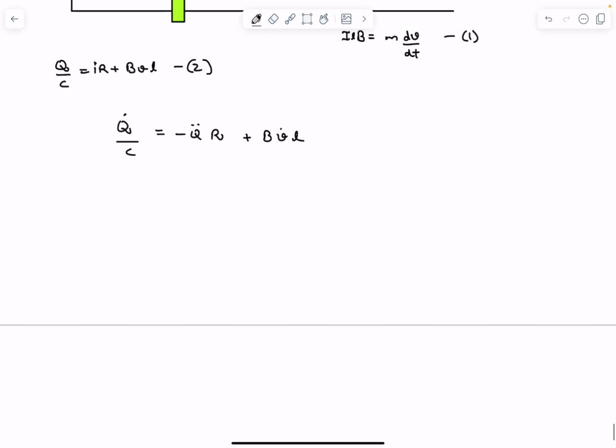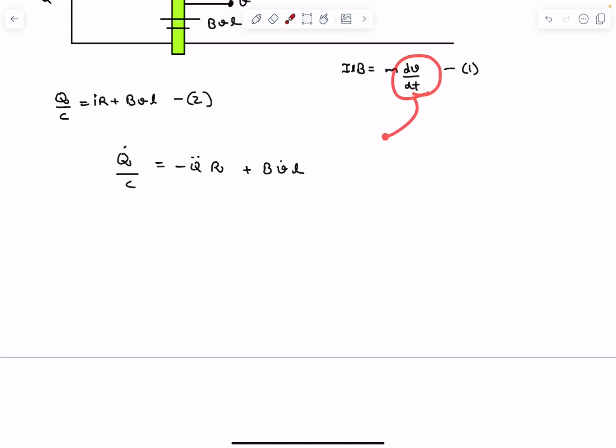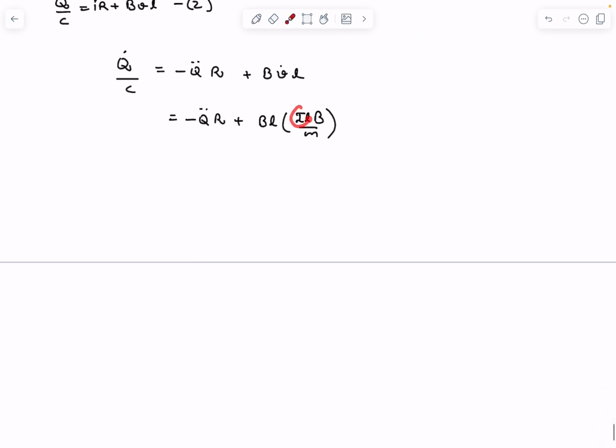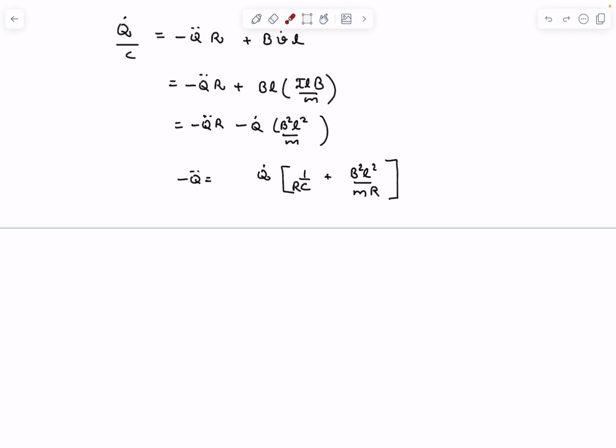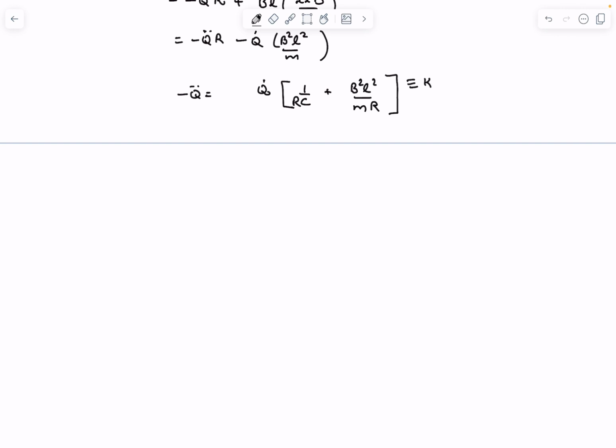So now I'm going to substitute the value of dv by dt and put it over here, which comes out to be this particular value. Again, I'm going to replace I with minus q dot. I end up with this differential equation. Okay, so this entire thing in the bracket is actually a constant. So I'm going to term it as k for now, and I'm going to take q dot to the other side. So this becomes q double dot divided by q dot. The right side becomes minus k.